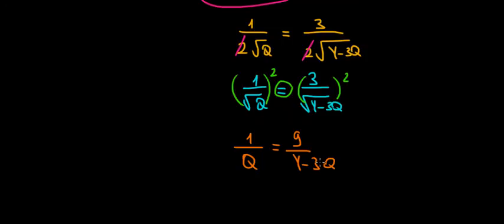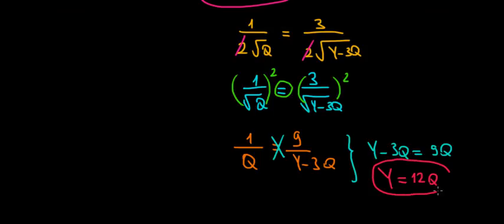Okay, so what do we do next? We can do a cross multiplication over here. Let's see what we're left with. 1 times y minus 3q is y minus 3q equals 9 times q, which is 9q. Okay, now what we said is this, by the way, y equals 12q.